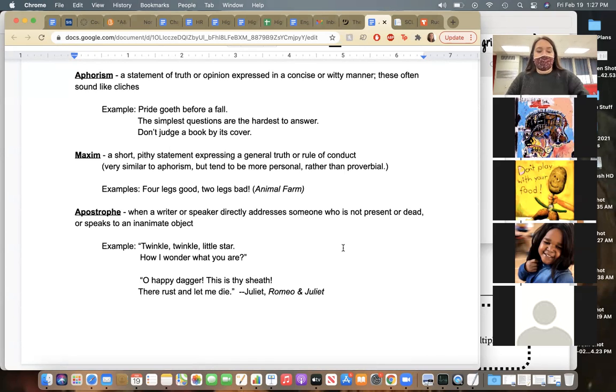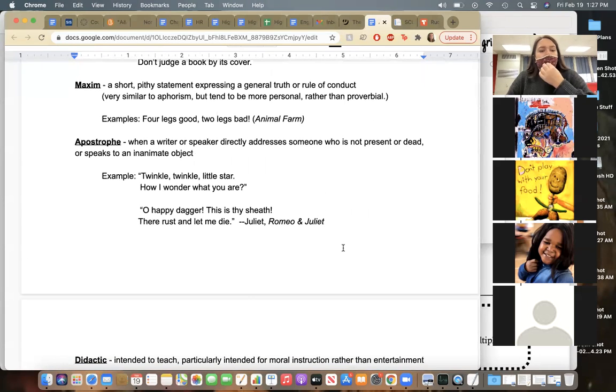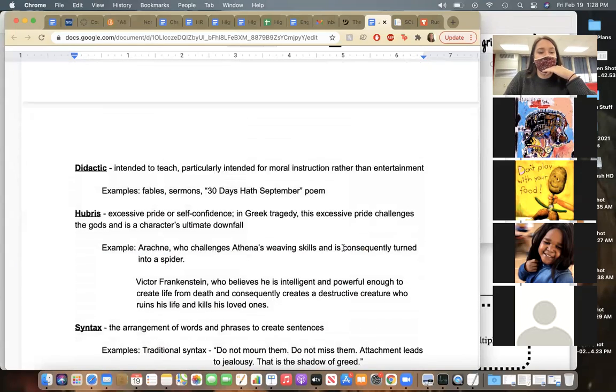Star can't hear them. Another example, I think y'all have all read Romeo and Juliet. Right before she dies, she's talking to her dagger that she's going to use to kill herself, and says, "Oh, happy dagger, this is thy sheath, there rust and let me die." And then she stabs herself with it. And since she's addressing this inanimate object, this dagger, that qualifies as apostrophe.